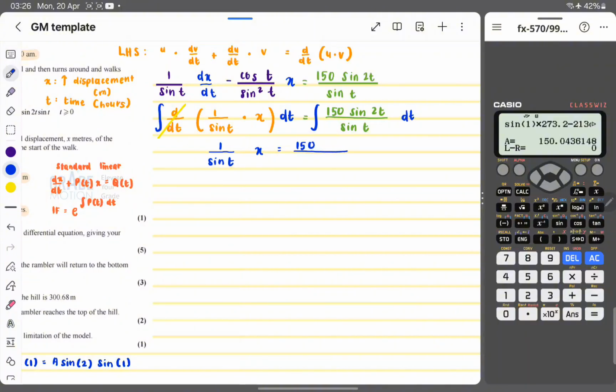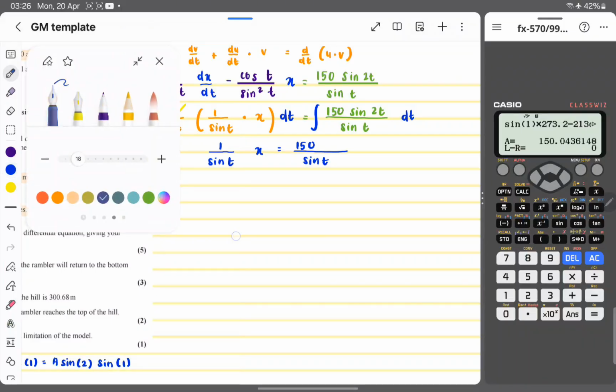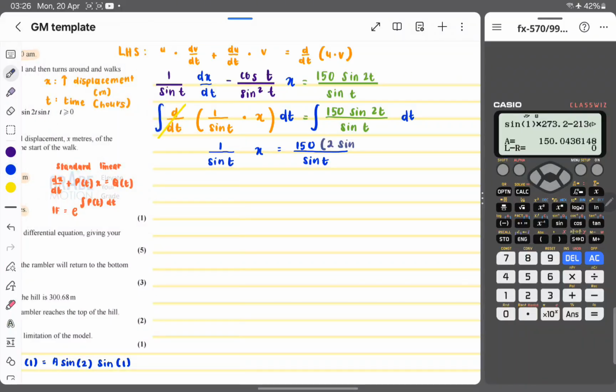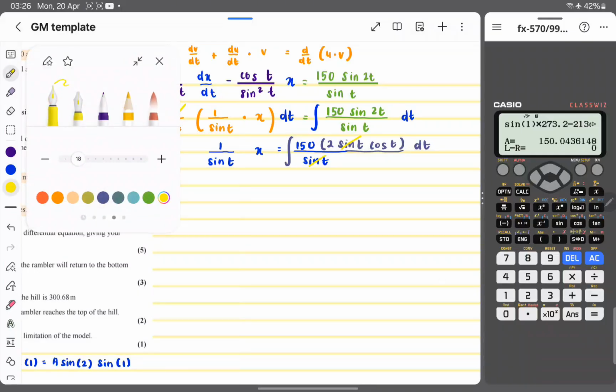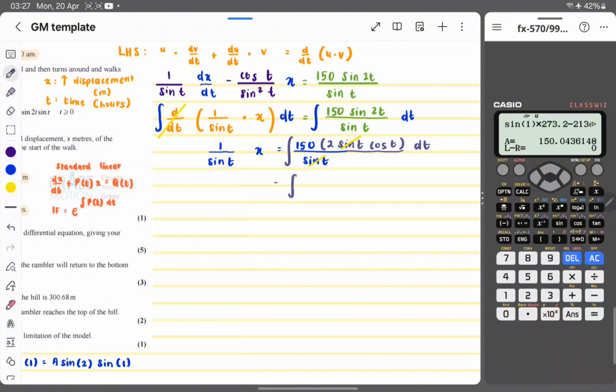150 over sine t. Now we can expand sine 2t. Sine 2t is actually equal to 2 sine t cos t. We still have to do the integration. So we'll cancel this sine t and we'll get integration of 300 cos t dt. So this is equal to 300 sine t plus c, x over sine t.